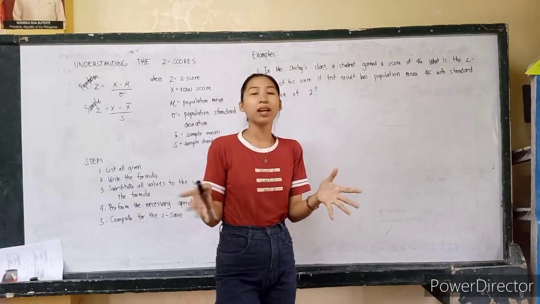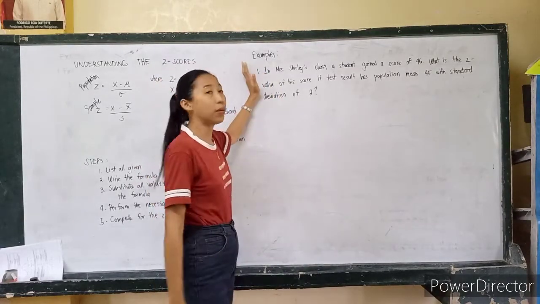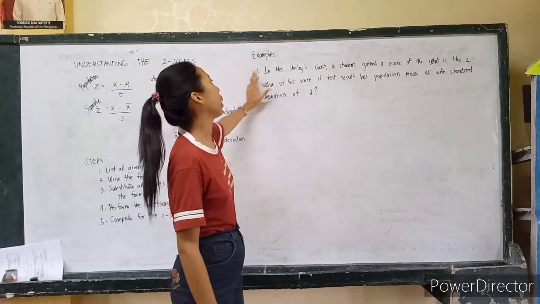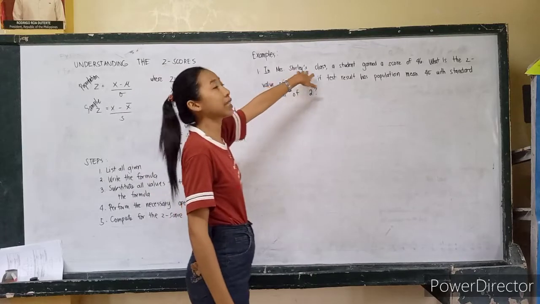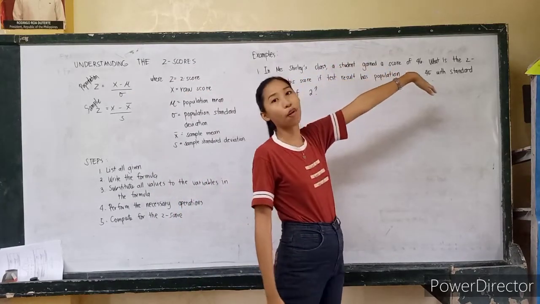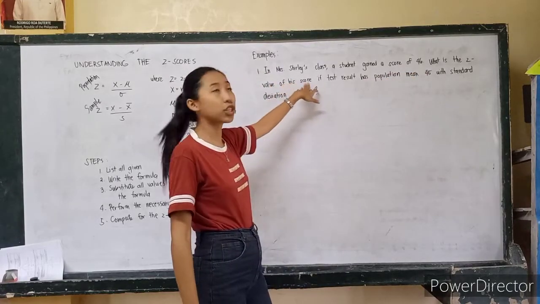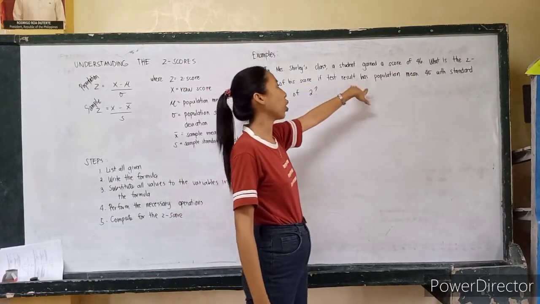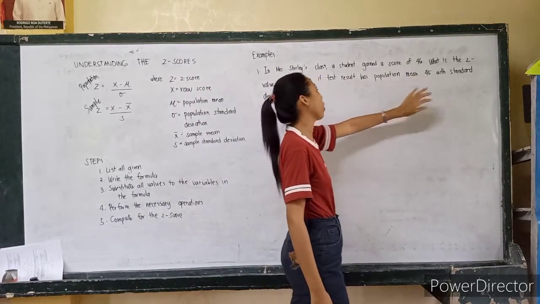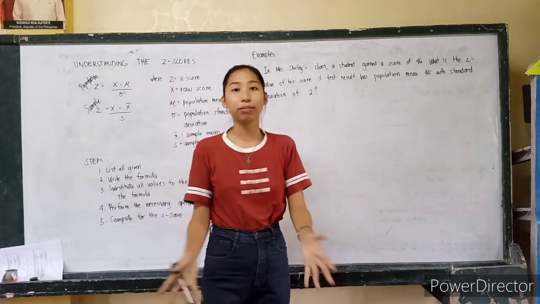let's apply the steps here on our first problem. Let us all read together, and naapuri siya sa inyong module. Okay? In Mrs. Shirley's class, a student gained a score of 46. What is the z-value of his score if the test result has a population mean of 45 with a standard deviation of 2? So, karon, sakto na to.